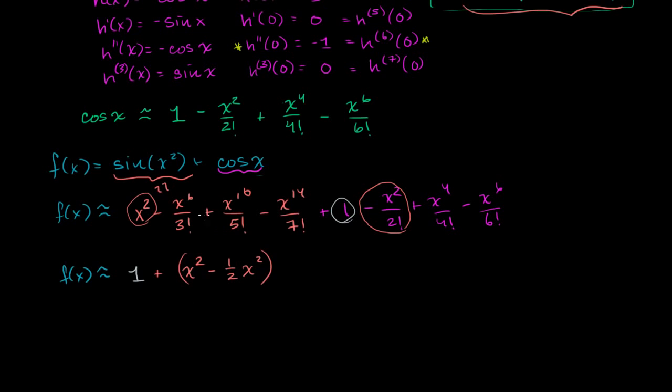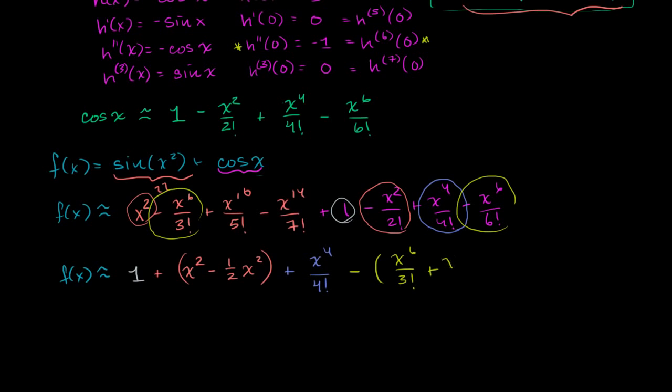All right. Do we have any third degree terms here? We do not. Do we have any fourth degree terms here? We do. We have this character right over here. It's a fourth degree term. So plus x to the 4th over 4 factorial. And then finally, do we have any fifth degree terms? We don't have any fifth degree terms, no x to the 5ths over here. Do we have any sixth degree terms? We do. We have this one and this one. There's a negative sign out front of both of them, so it's going to be minus x to the 6th over 3 factorial plus x to the 6th over 6 factorial. You could distribute the negative sign if you want. I just factored it out.